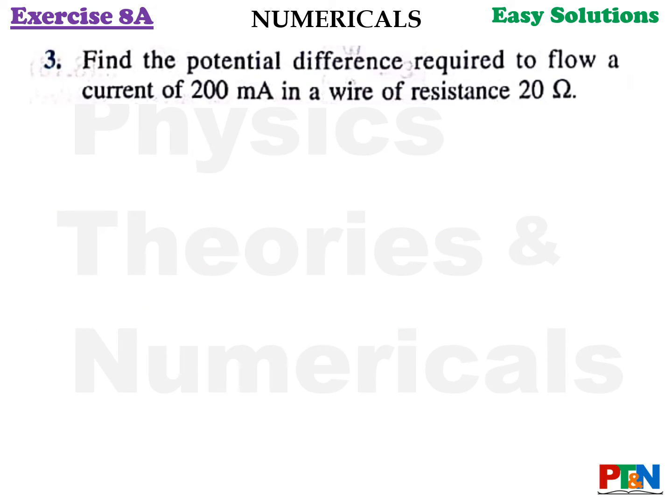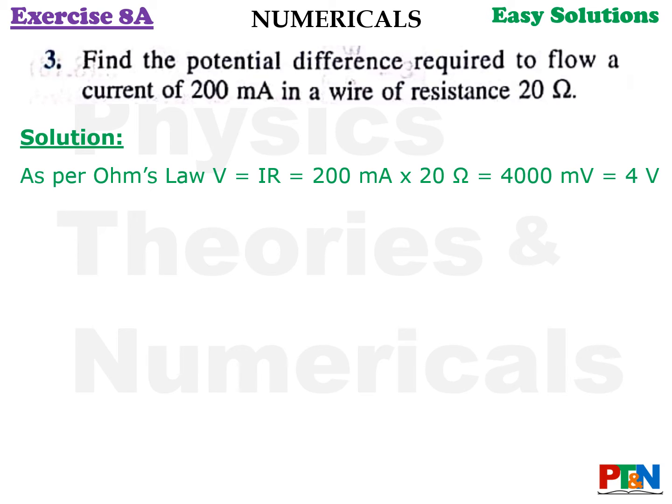Next numerical. Find the potential difference required to flow a current of 200 milliampere in a wire with resistance 20 ohm. A very easy, standard, simple formula: Ohm's law, V is equal to IR. You have been given I and R, multiply them, and you get the value of V. So V is 4 volt.